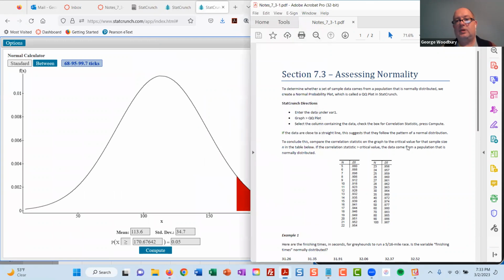This table has the critical values. This is really the only table that we have to use in this whole book. You're going to want to keep that with you, but on the midterm, I'm pretty sure that I will give you either a copy of the table or the value you need to use. I haven't typed the midterm yet.